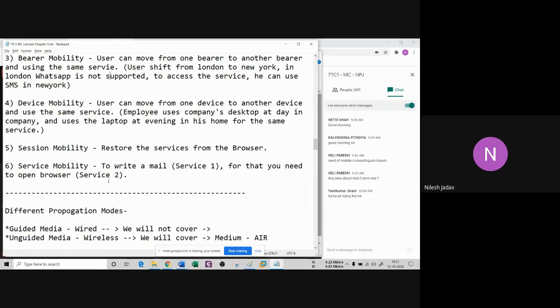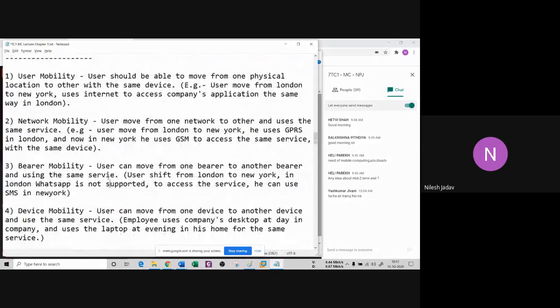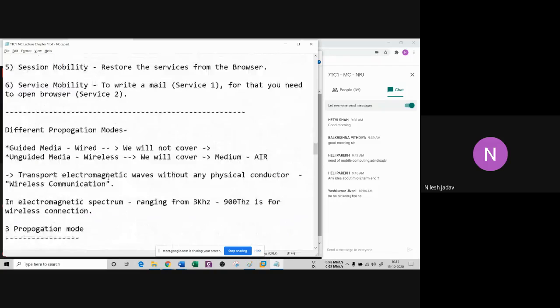Service mobility says that to use one service, you need another service, right? Suppose you need to create or write a mail, that is service one. For that, you need to open another service, which is a browser, right? So this is service mobility. So we have 6 types of mobility. Generally, this comes in a 6 marks question, so prepare it that way.